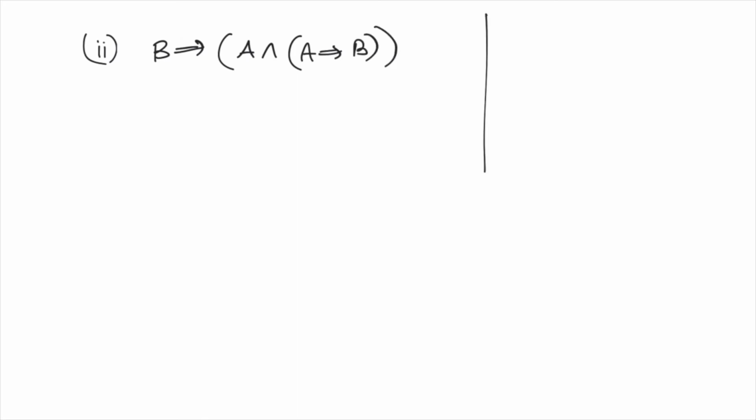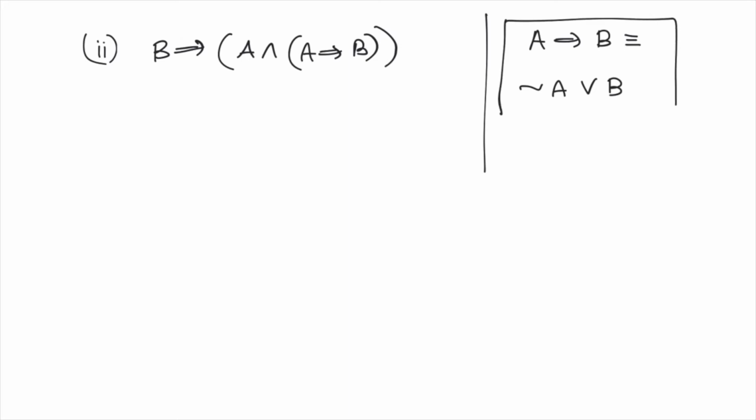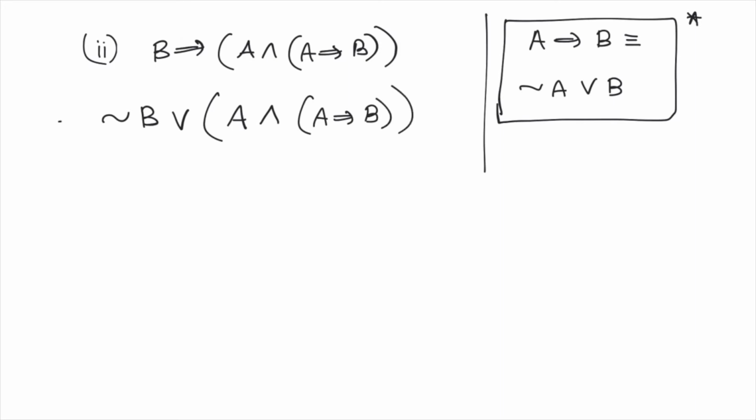Now you have to remember this. A implies B is equivalent to negation A or B. This can be proved using truth tables again, or even using Venn diagrams. So you have to remember this equivalent statement. So in this case, this is going to be negation B or A, and A implies B. So this is equivalent to negation B or A and negation A or B.